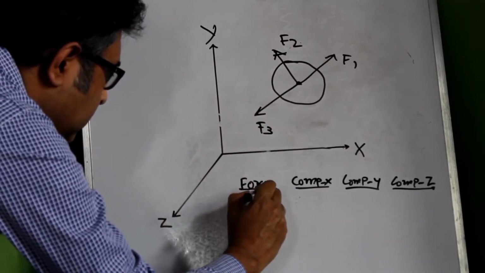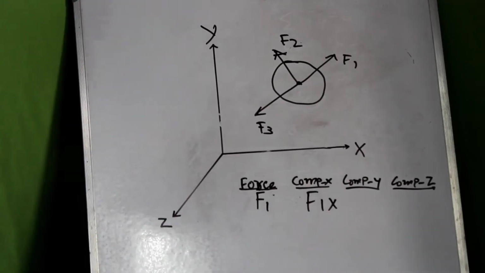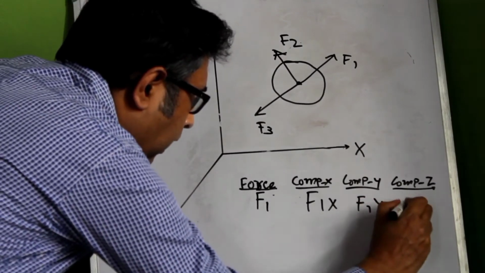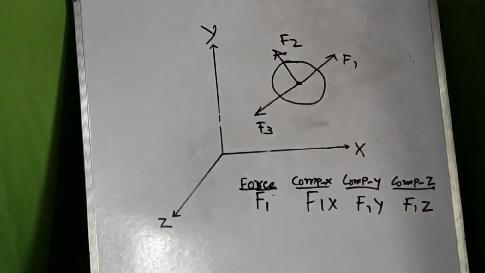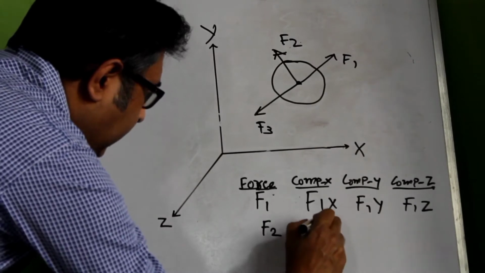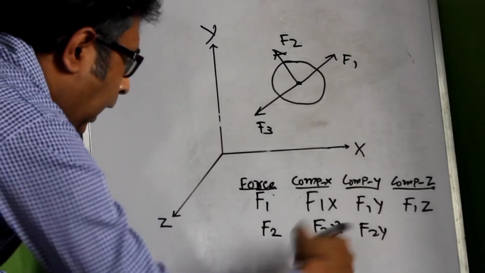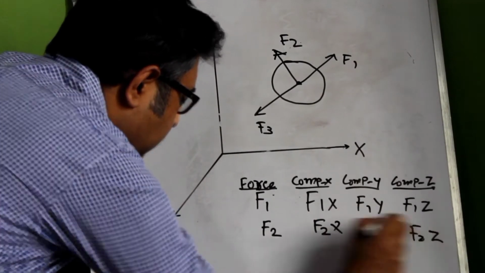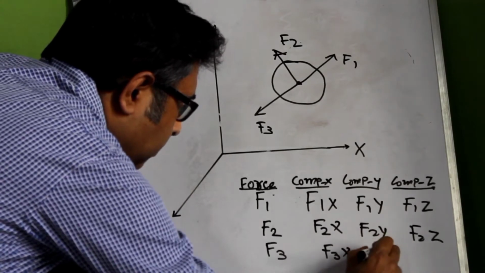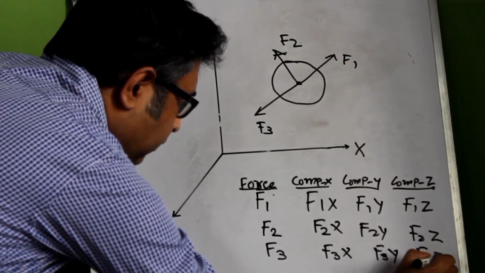So, let us consider this force F1, which has F1x as the component in the x direction, F1y as the component in the y direction, and F1z as the component in the z direction. For the force F2, let the component x be F2x, the component y be F2y, and the component z be F2z. Similarly for F3, we write the components as F3x in the x direction, F3y in the y direction, and F3z in the z direction.